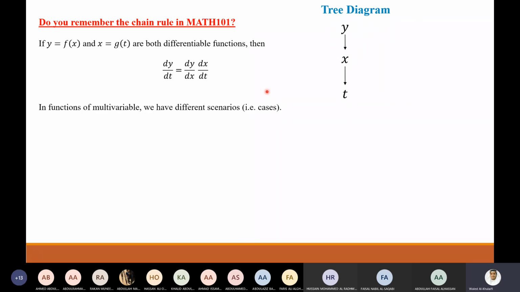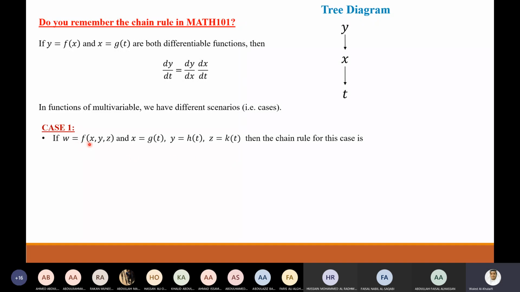Okay, in functions of multiple variables, things are different. Things are different here. So we have different scenarios and cases, but at the end we're gonna draw the general case that covers all these cases. But we just want to understand step by step. So let's take the first case.